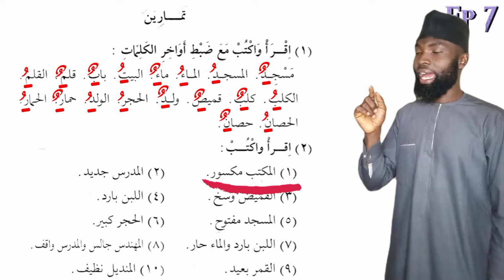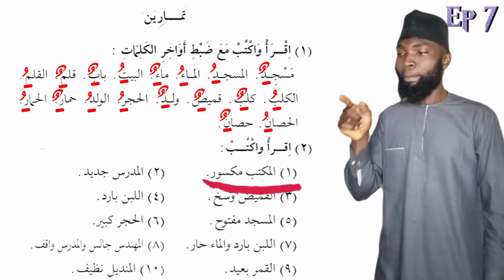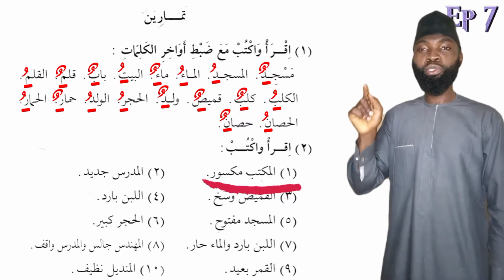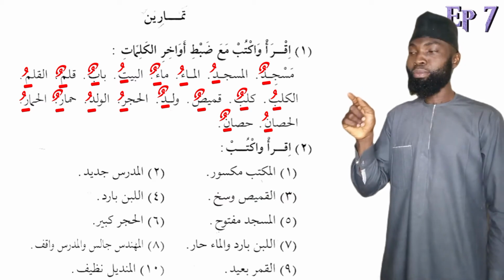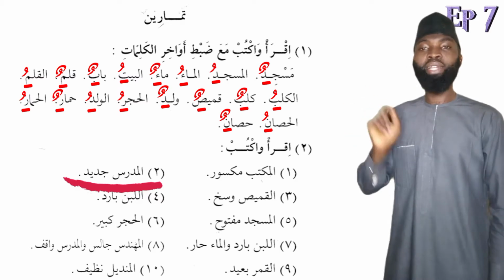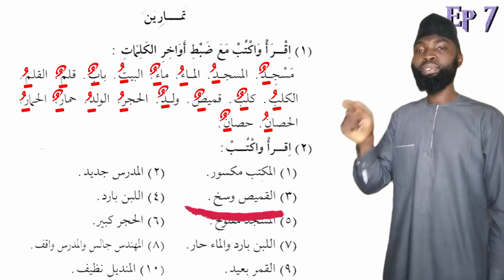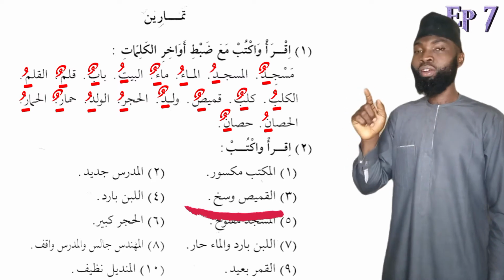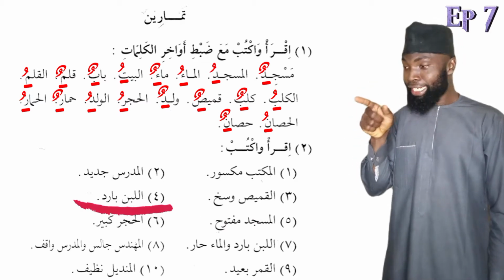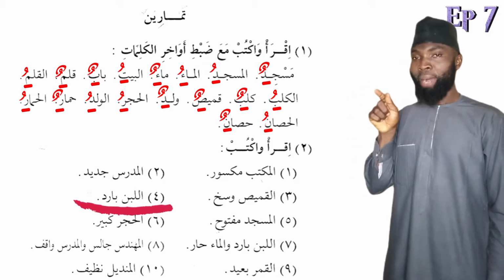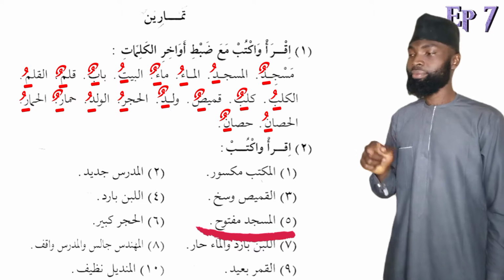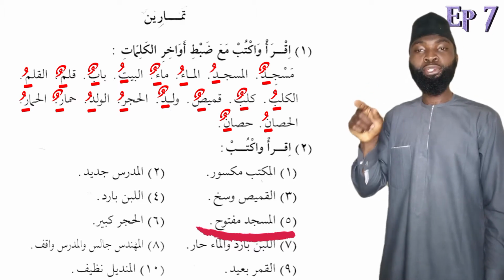We have al-maktabu maksurun, al-maktabu maksurun. Then al-mudarrisu jadidun, al-mudarrisu jadidun. Then al-qamisu wasikhun, al-qamisu wasikhun. Then al-labanu baridun, al-labanu baridun. Then al-masjidu maftuhun, al-masjidu maftuhun.